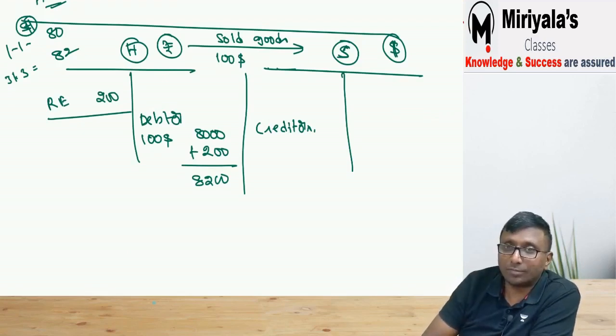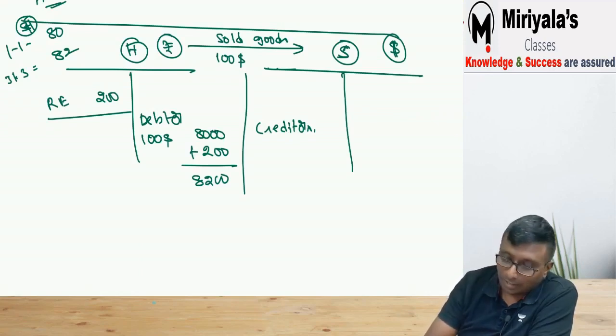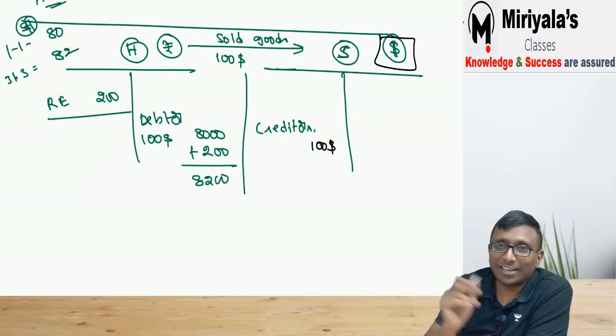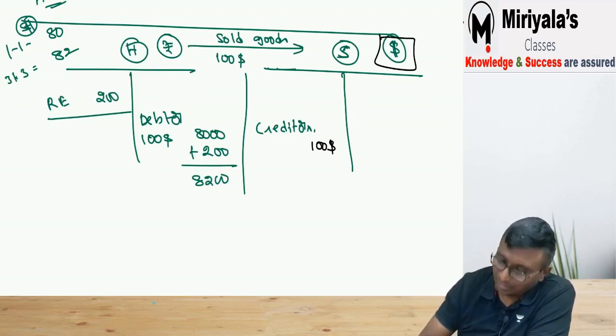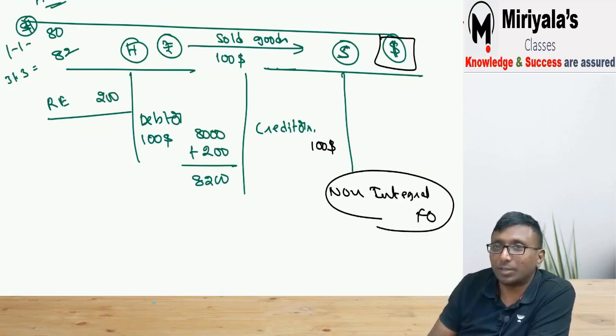8,000 or 8,200? Think and answer. Answer is $100, not 8,000. The foreign company's currency is in dollars. Why will they convert into rupees and sit? What is their number? $100. It is a non-integral foreign operation. So far clear? No confusion.